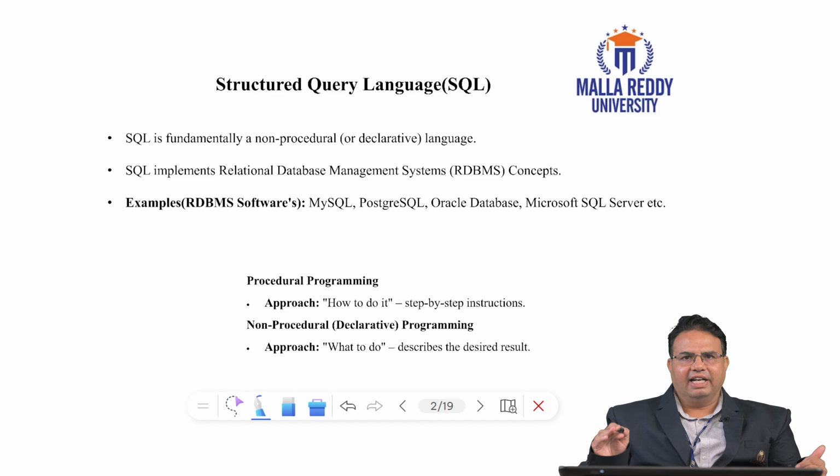What is RDBMS? Relational Database Management System. RDBMS is the capability, the ability to store data in the database, modify data in the database, and retrieve data from the database. And we have so many RDBMS software like Oracle, MySQL, SQL Server, PostgreSQL, and all these are RDBMS software. The common entity among all these RDBMS software is SQL, Structured Query Language.